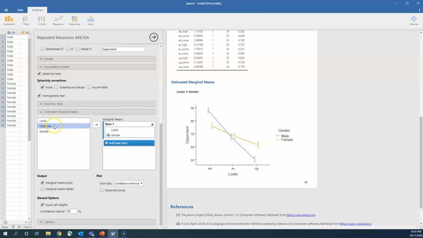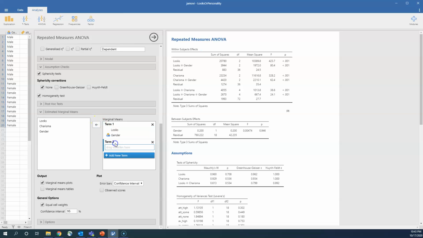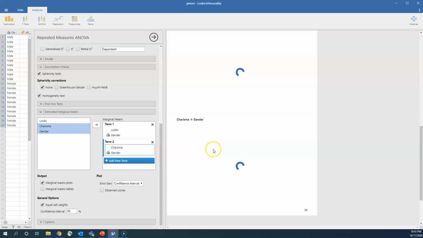Okay, well, let's look at another interaction. Scrolling back up, you can see here that we've got the charisma by gender interaction. So let's take charisma and gender. We'll highlight both of those and put them over here. We need to add a new term, so we're adding another kind of graph. We take charisma by gender, highlight both of those, put it over, and it's going to give us a new graph.